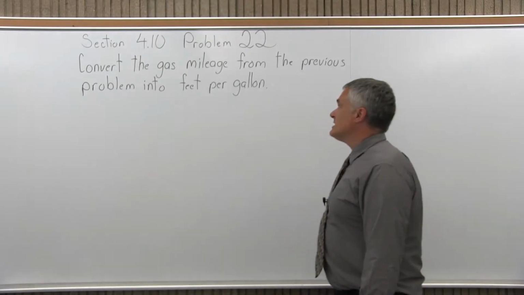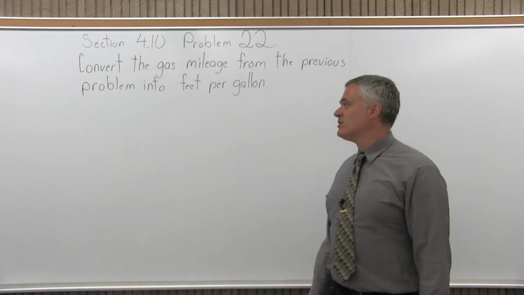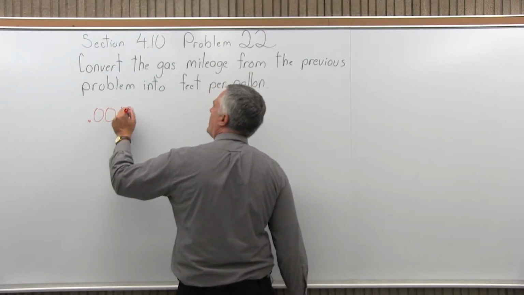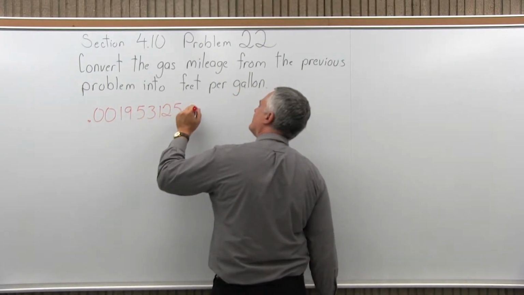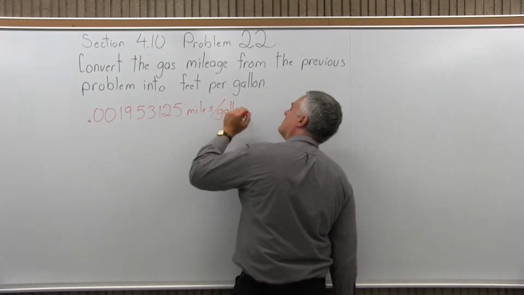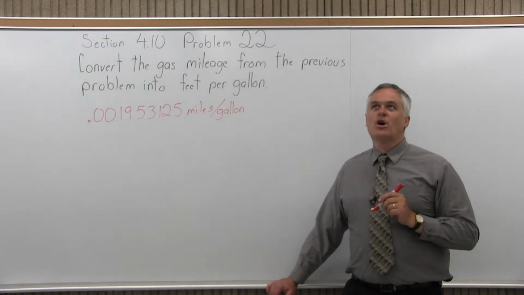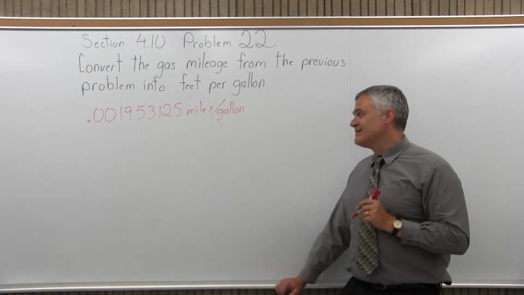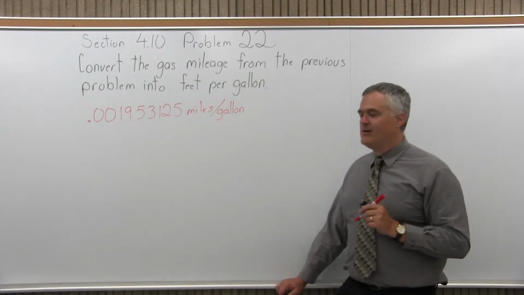It says convert the gas mileage from the previous problem into feet per gallon. So the previous problem, the answer was 0.00195325 miles per gallon. And if you remember, that was the gas mileage for Grandpa Simpson's car when he claimed that he got 40 rods to the hogshead in his car, and that's the way he liked it. Miles per gallon, that's like very, very bad. So what is it in feet per gallon?